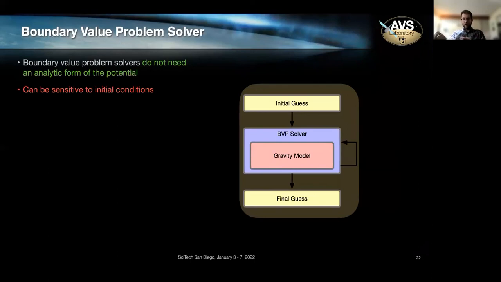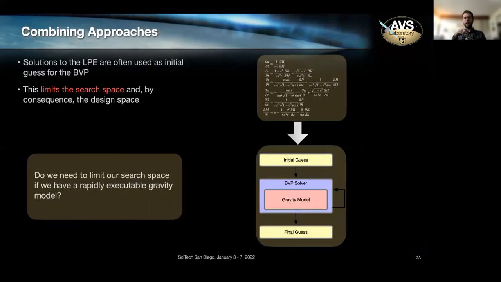Boundary value problems are able to compensate for when you don't have an expressible potential, but they're very sensitive to initial conditions. So what you'll see researchers do is combine these two methods. They'll use solutions to Lagrange planetary equations with a coarse gravity model, and they'll plug it into a boundary value problem with a full fidelity gravity model using those initial conditions, and they'll iterate. And this works decently well, but it does limit your search space and consequently trade space when you're designing these trajectories.